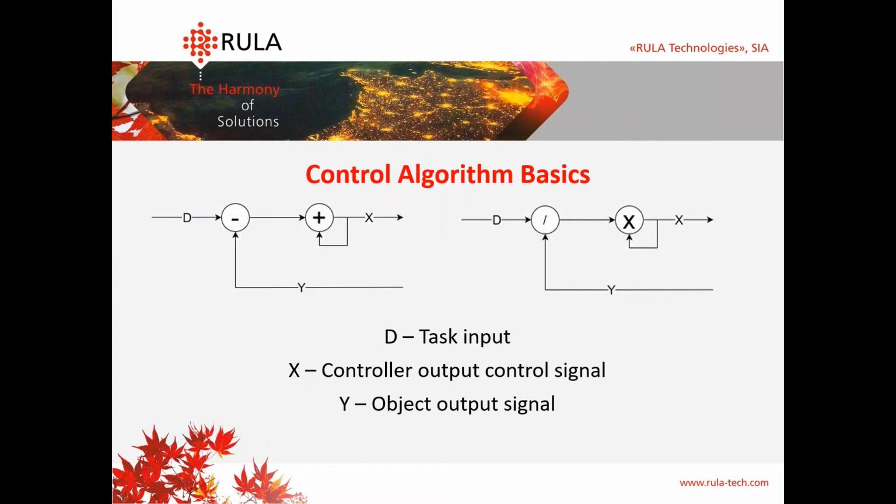But to decrease the number of regulations, you can change your subtraction with division and addition with multiplication, like shown here. In that case, we will get fewer iterations of the control.